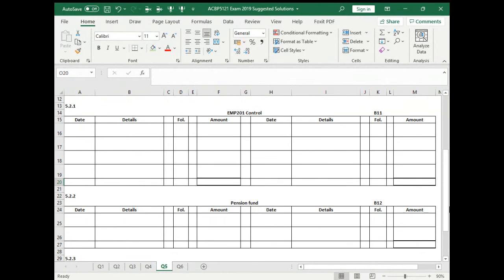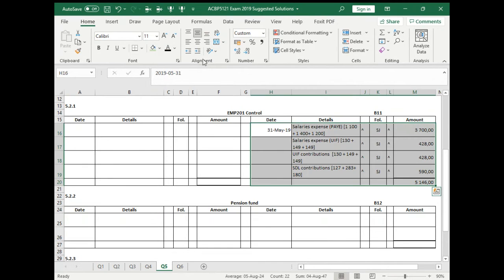Okay, so using the information we had on that PDF, for the EMP 201 control account, it's a liability account. It's what I will have to pay over to SARS. Now, what you have to capture here is you start with the salaries expenses. So this is the pay as you earn amount that was deducted from the employees. And then you add each and every employee's amounts together.